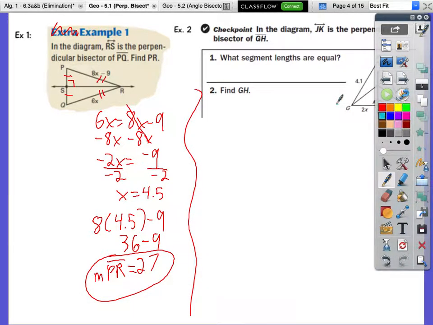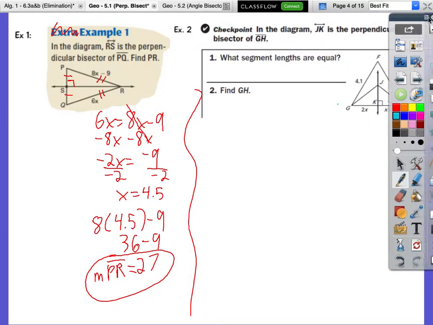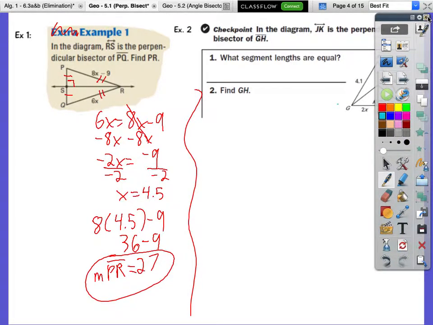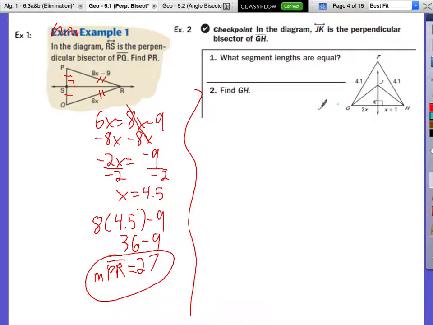If you look at the second example here, in the diagram, line JK is the perpendicular bisector of segment GH. So we have perpendicular and we have it bisecting. So we first have to ask this question: what segment lengths are equal? Who can tell me two segments that are congruent?